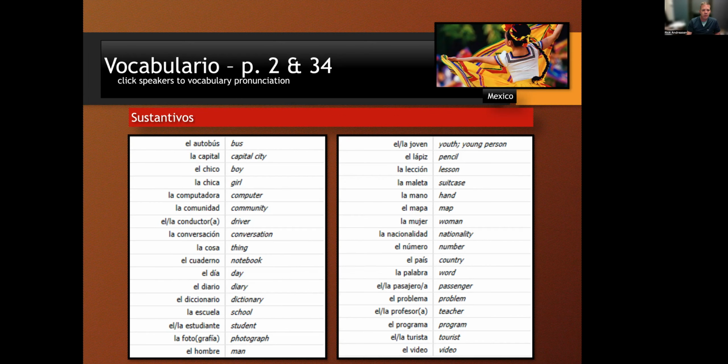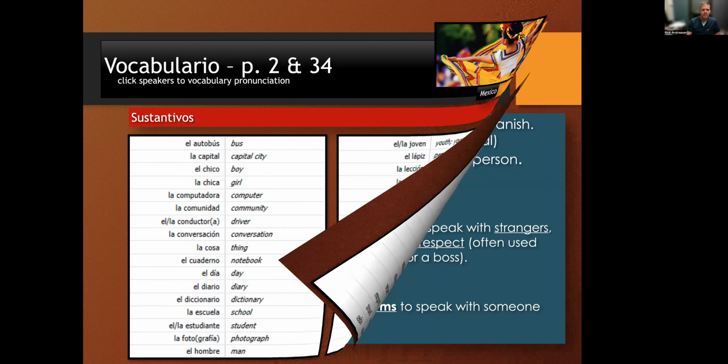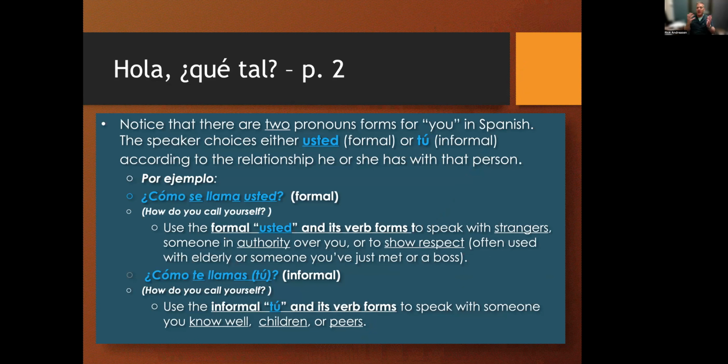Okay, so I'm back through. When we got to some of these parts, we talked about the two different forms of the you in Spanish. You, the speaker, choose how you're addressing that person. If you're addressing him or her formally, you use the word usted. That's the word in blue there on the second line. If you're using informal, you use the pronoun tú. Usted versus tú. Usted is formal, tú is informal. For example, ¿cómo se llama usted? What is your name? How do you call yourself?